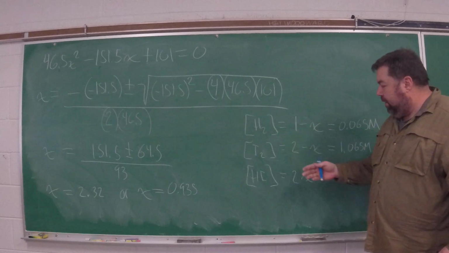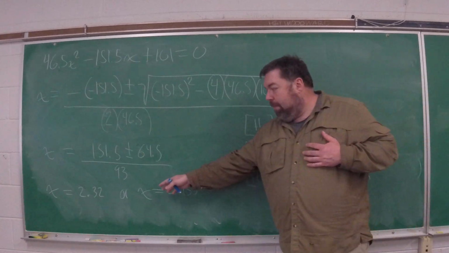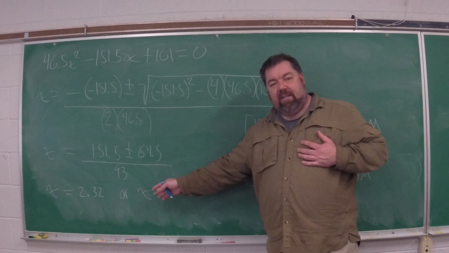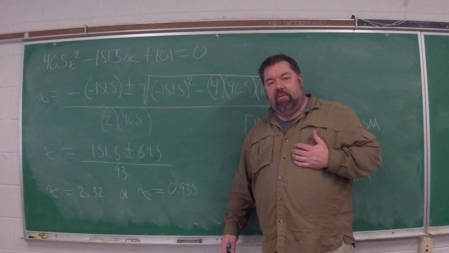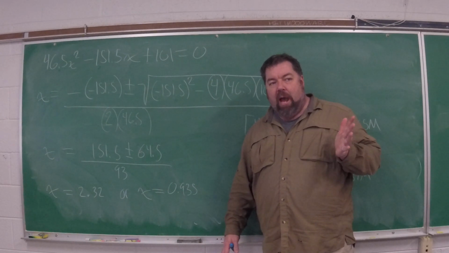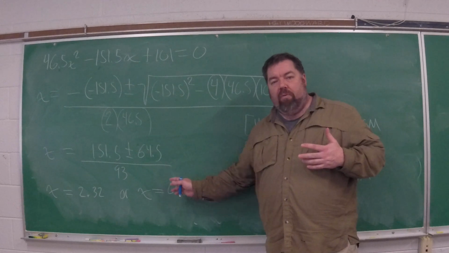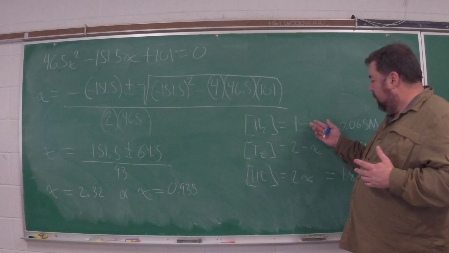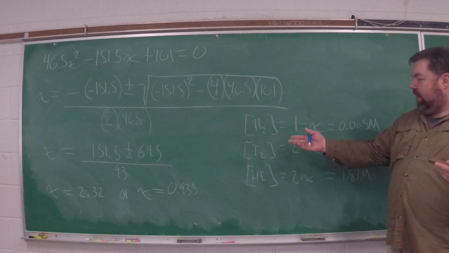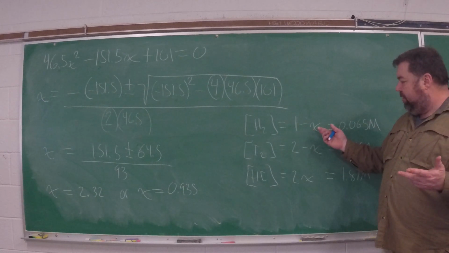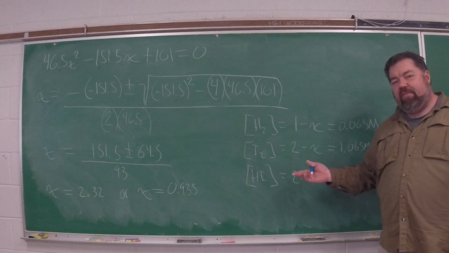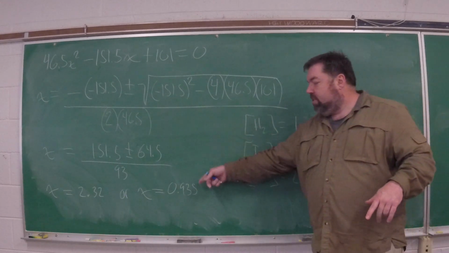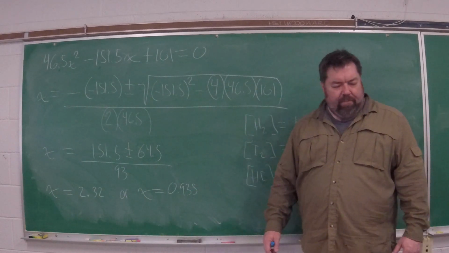Now, in this other problem, you're also going to get two x's. If one of the x's is negative, then it's probably not going to be that one. But again, you're going to have to compare both answers to your problem. Because like I said, if x is 2.32, this turns out to be negative. You can't have a negative concentration. It makes no sense. So this has to be the answer, 0.935.